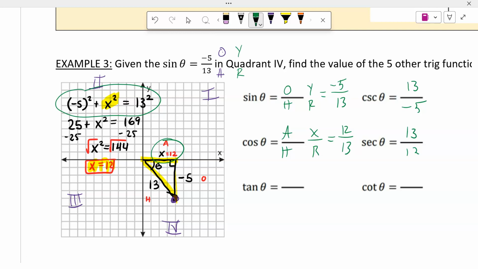And finally, tangent originally was O over A. So this time, O is going to be replaced by y, and A is going to be replaced by x. So all we got to do is write the height, -5, over x, which is 12. And of course, the flip of that would be 12 over -5.